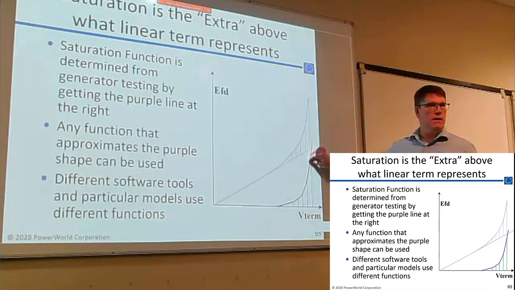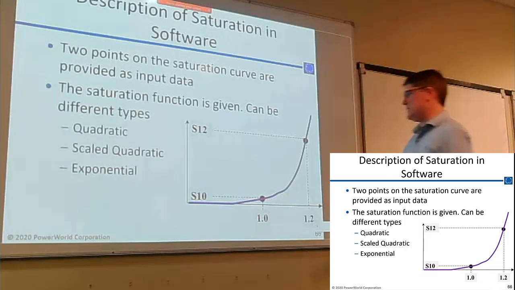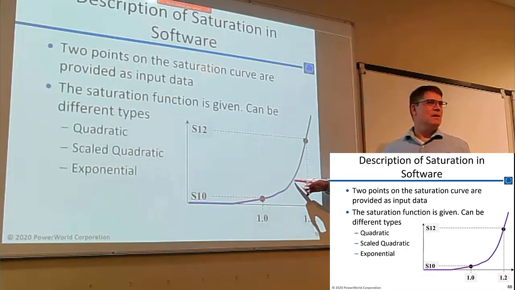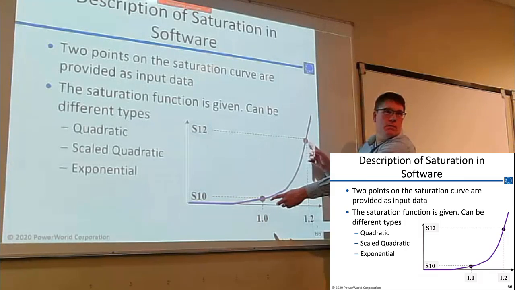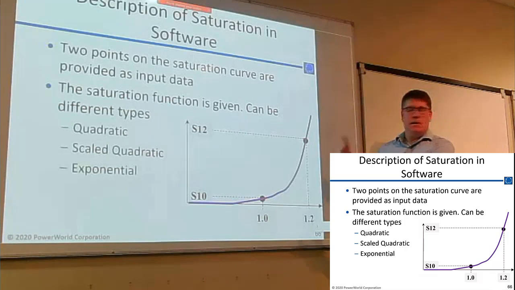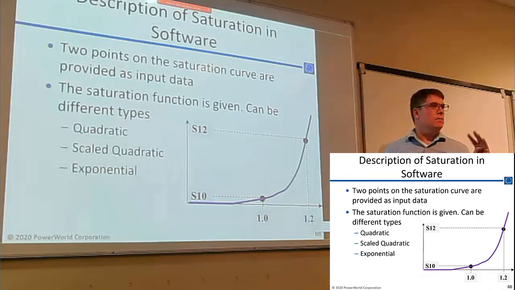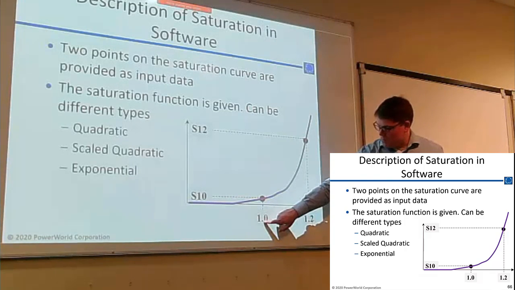Thankfully, in 1970, people didn't have as good computers. So they said, you know what, why don't we just pick 2 points, choose those, and we're going to define a function. So the advantage is there's only 4 input values here. Or actually, there's only 2 on a synchronous machine, because we assume that the x values are 1 per unit and 1.2. And you just give us these 2 points.